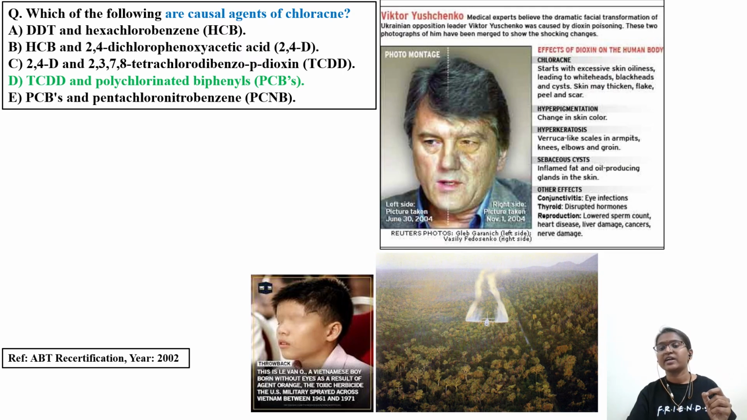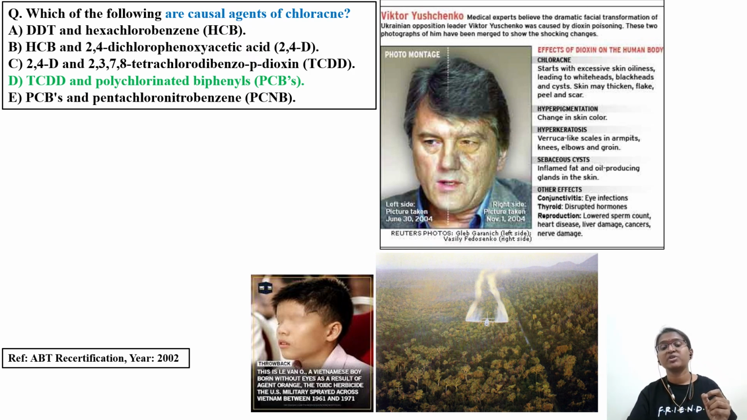Here you can see excessive skin oiliness leading to whiteheads, blackheads, cysts. Skin may thicken, flake, peel, and scar. Okay, this is on November 1. From June to November 1, you can see the drastic change in the skin after dioxin exposure. He was poisoned with dioxin, this particular Ukraine opposition leader. You can go back and read about this news also.